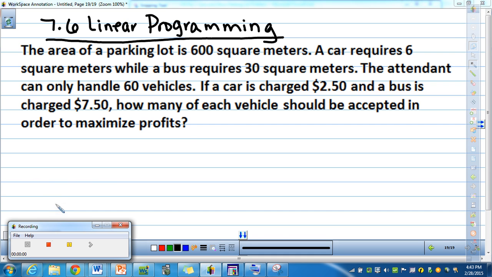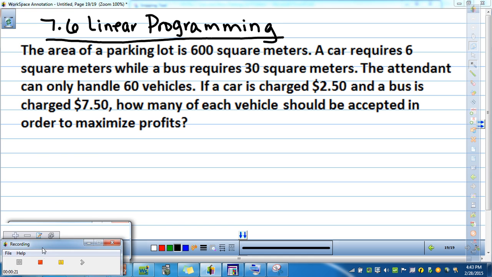The area of a parking lot is 600 square meters. A car requires 6 square meters while a bus requires 30 square meters. The attendant can only handle 60 vehicles. If a car is charged $2.50 and a bus is charged $7.50, how many of each vehicle should be accepted in order to maximize profits?